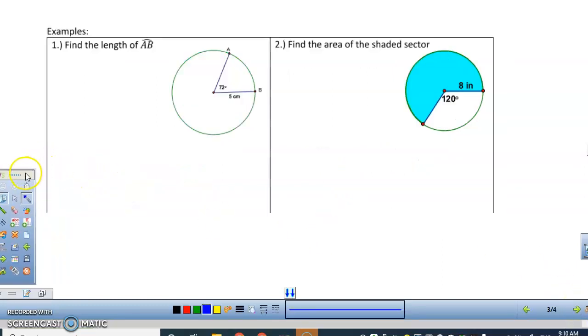Okay, so we're going to try just these first two examples, and then I will go through them. So pause and try these first two.